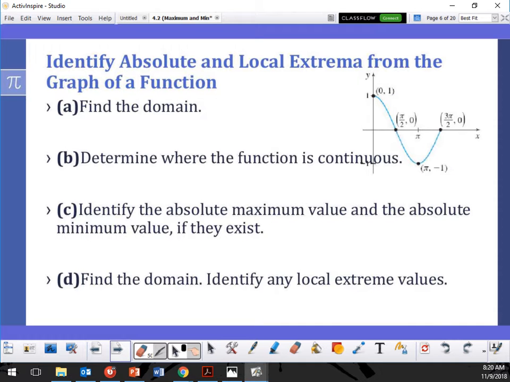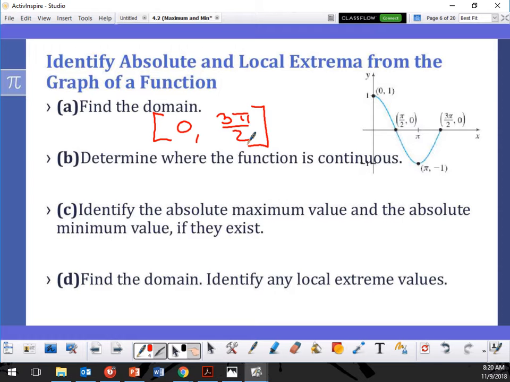Find the domain. This should be easy. What's the domain? Bracket, bracket. From -1, 0. Wait, what is that? 0, because domain is your left and right. Your range is your up and down. And it goes to what? 3 pi over 2. Bracket or parentheses? Bracket. Why is it a bracket? Because it's a solid dot. Closed dot, right? Okay.